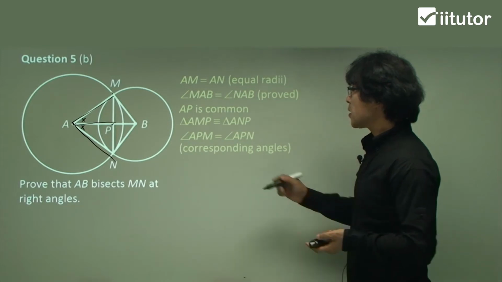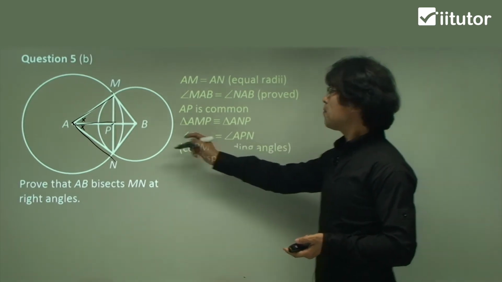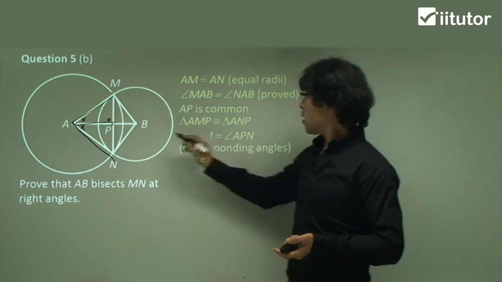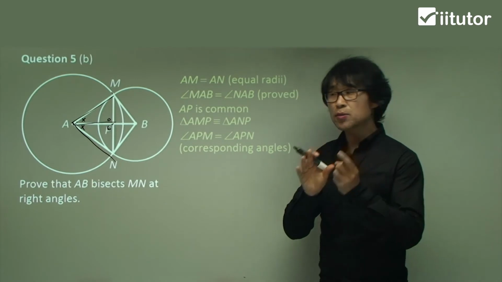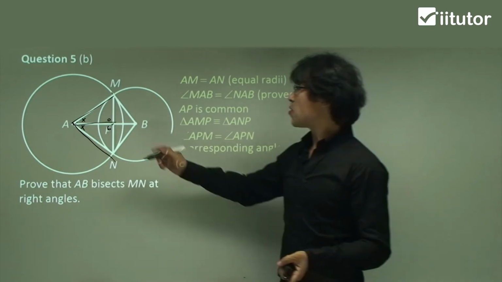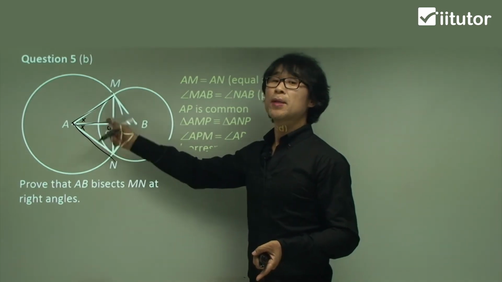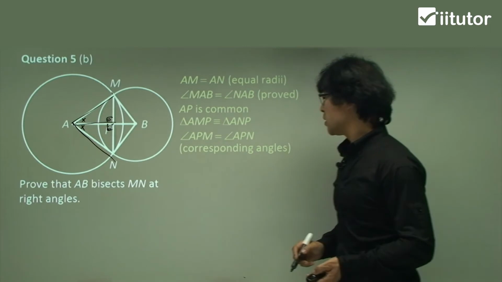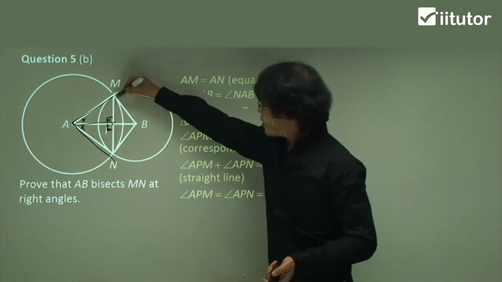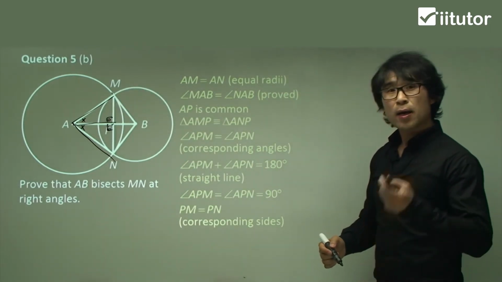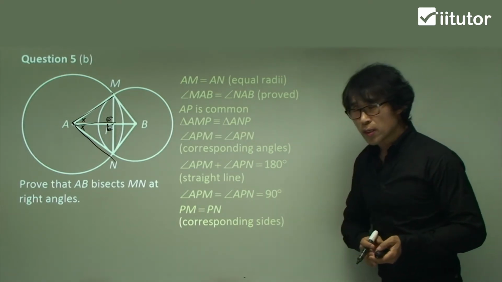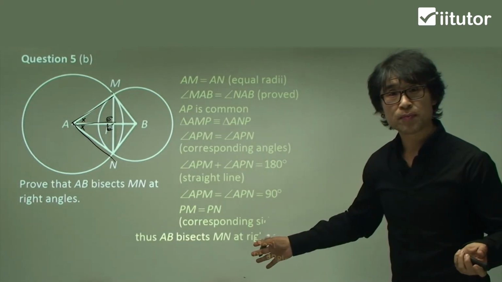Now we can say, therefore the angle APM and APN are equal because they are corresponding angles of congruent triangles. But these angles are in a straight line, so there must be 180 together, but they are equal, so they should be 90-90. And then next, sides MP and PN are equal because they are corresponding sides of the congruent triangles. Therefore, conclusion.